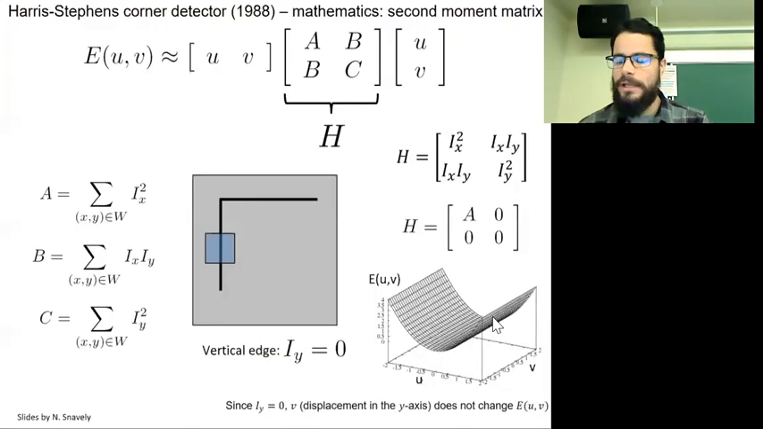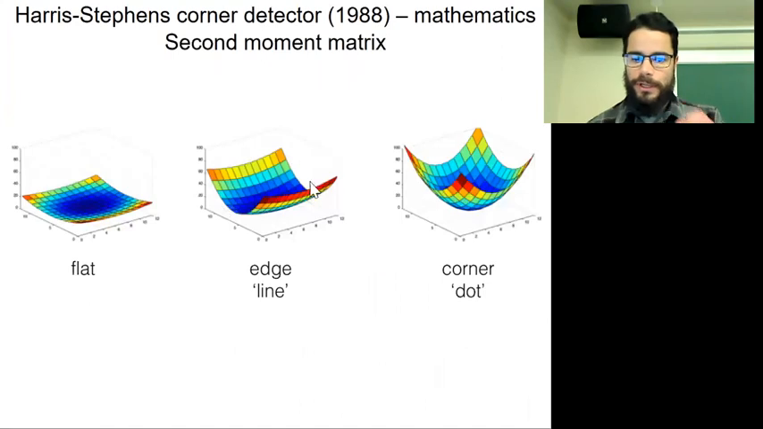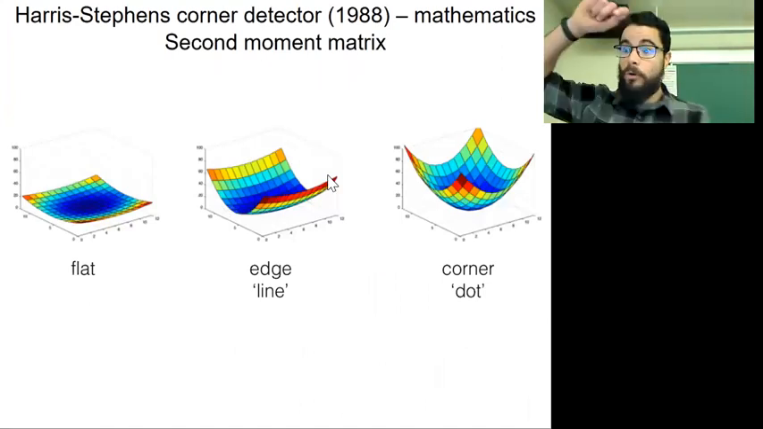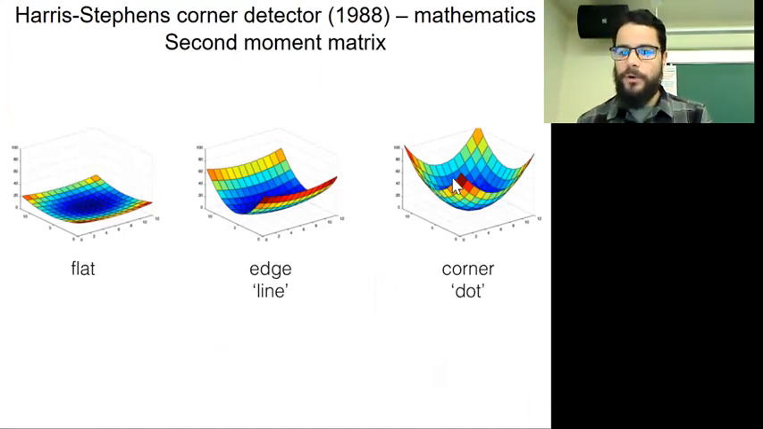And then if you follow the same line of reasoning, edges are always going to look like this. So edges that are forming a line are going to look like this in the error plane, okay? Flat regions are not changing much, right? The error, regardless of if you're moving in the X or Y axis. This is why they look like this. And corner regions are going to look like a dot, because if you move in the U or in the V, so X or Y axis, you're going to have changing errors, okay?